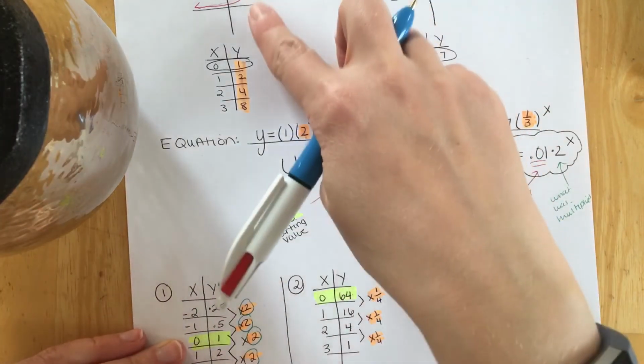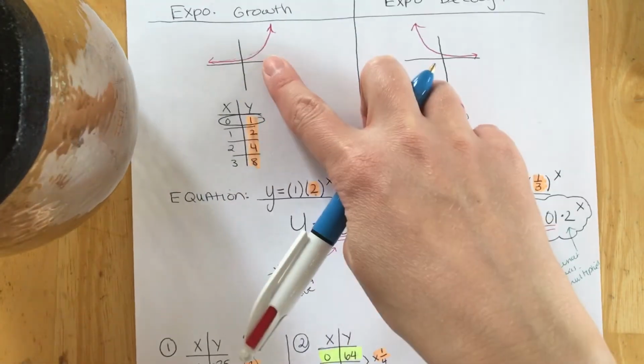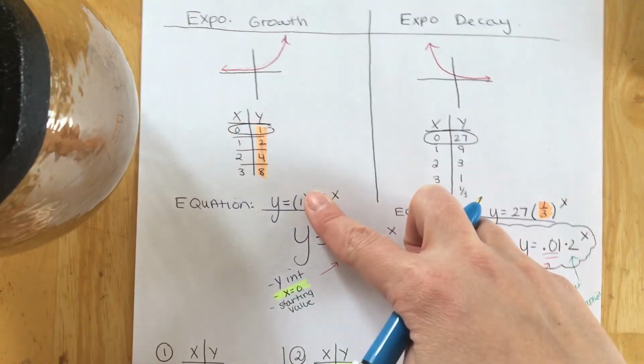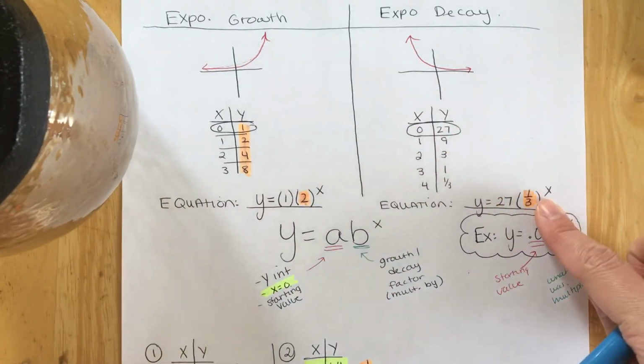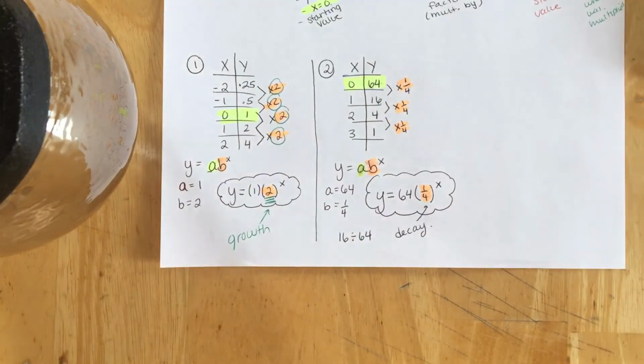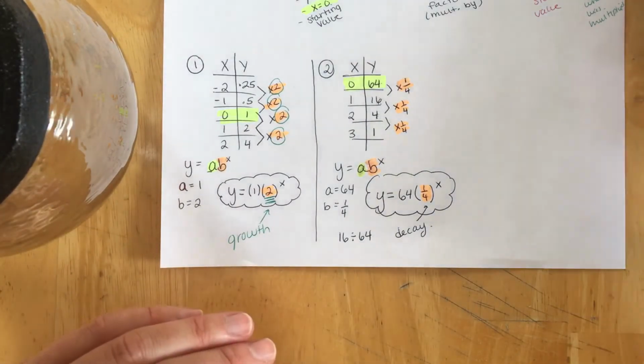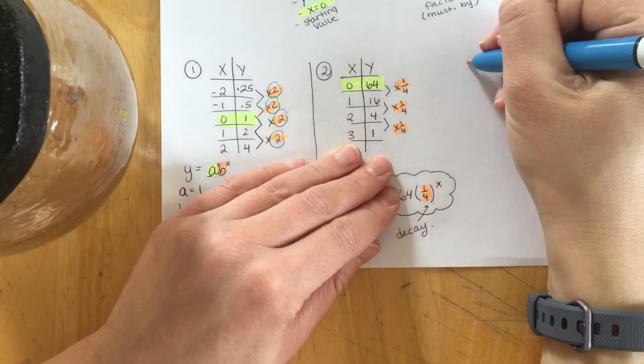So those are your 3 examples: graph, table, equation that show growth, graph, table, equation that show decay, okay? I'm gonna do one more example. It's gonna be more of a challenge.